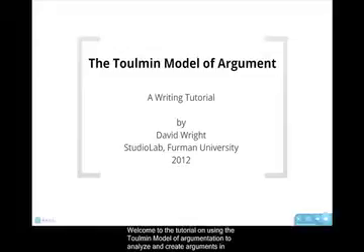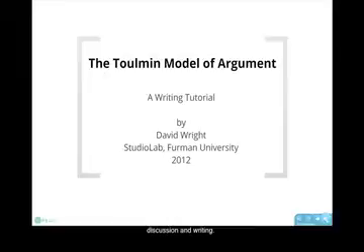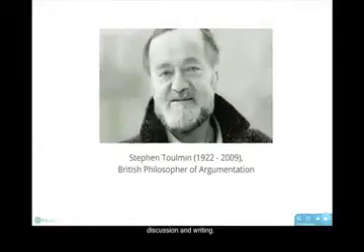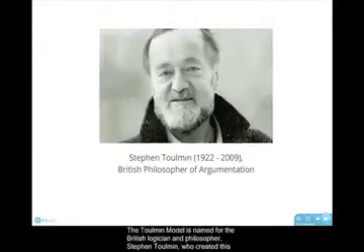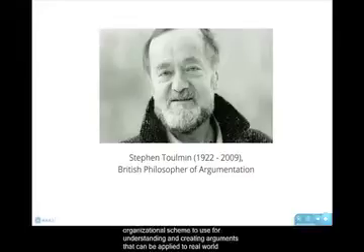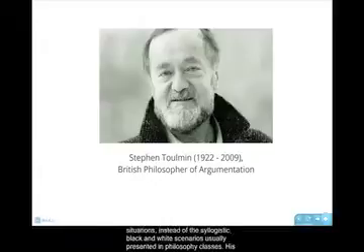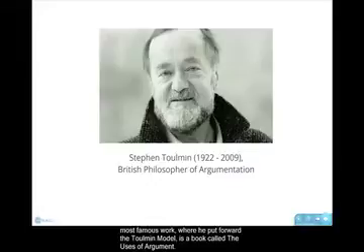Welcome to the tutorial on using the Toulmin model of argumentation to analyze and create arguments in discussion and writing. The Toulmin model is named for the British logician and philosopher Stephen Toulmin, who created this organizational scheme for understanding and creating arguments that can be applied to real-world situations instead of the syllogistic black and white scenarios usually presented in philosophy classes. His most famous work, where he put forward the Toulmin model, is a book called The Uses of Argument.